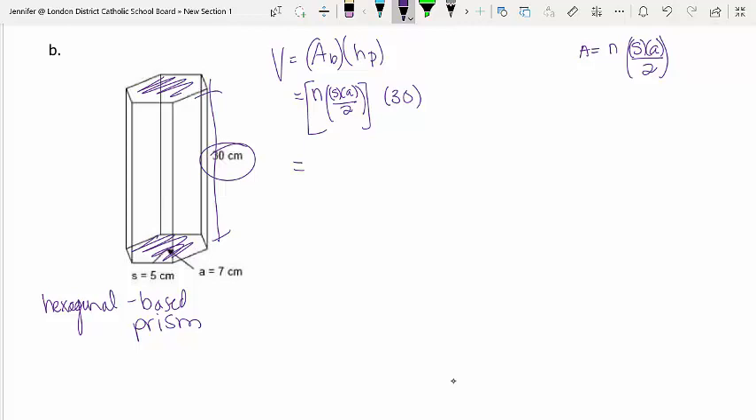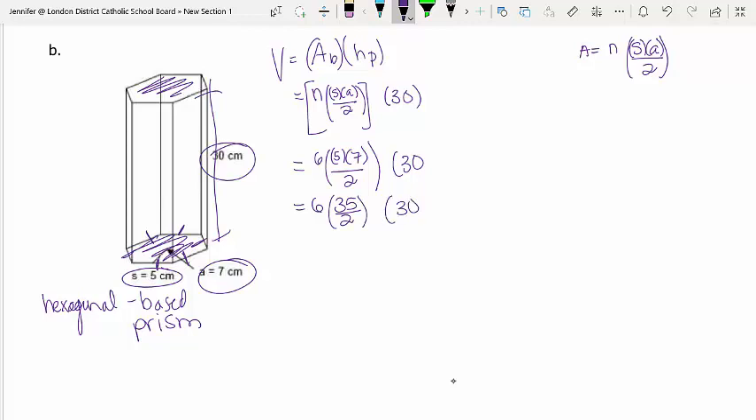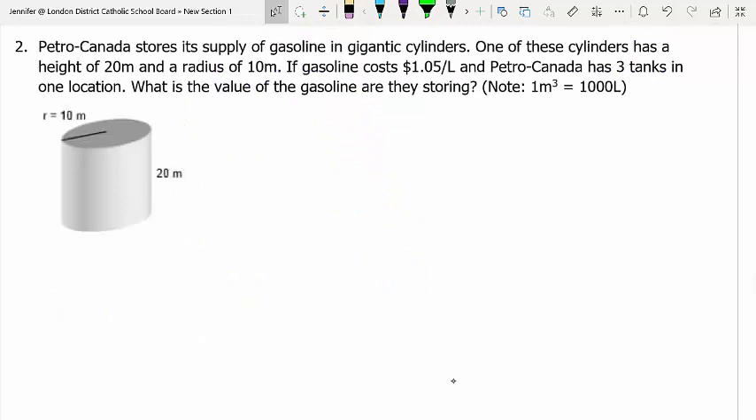Alright, what is the number of sides of the base shape? So 1, 2, 3, 4, 5, 6. The side length is 5. The apothem is 7. Okay, let's do the math. Let's simplify a little bit more. Now we can multiply all these three numbers together, and we get a volume of 3,150 centimeters cubed.